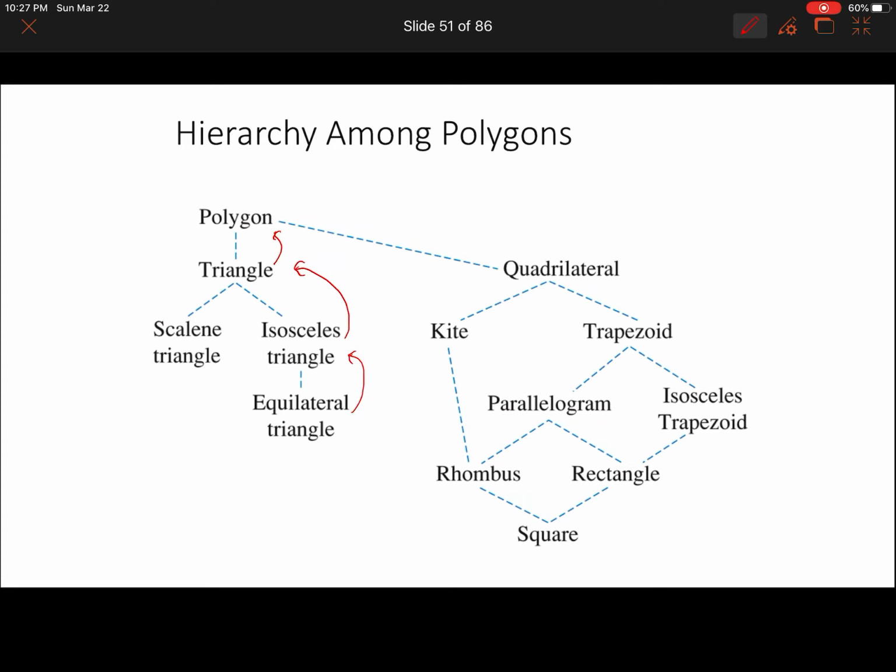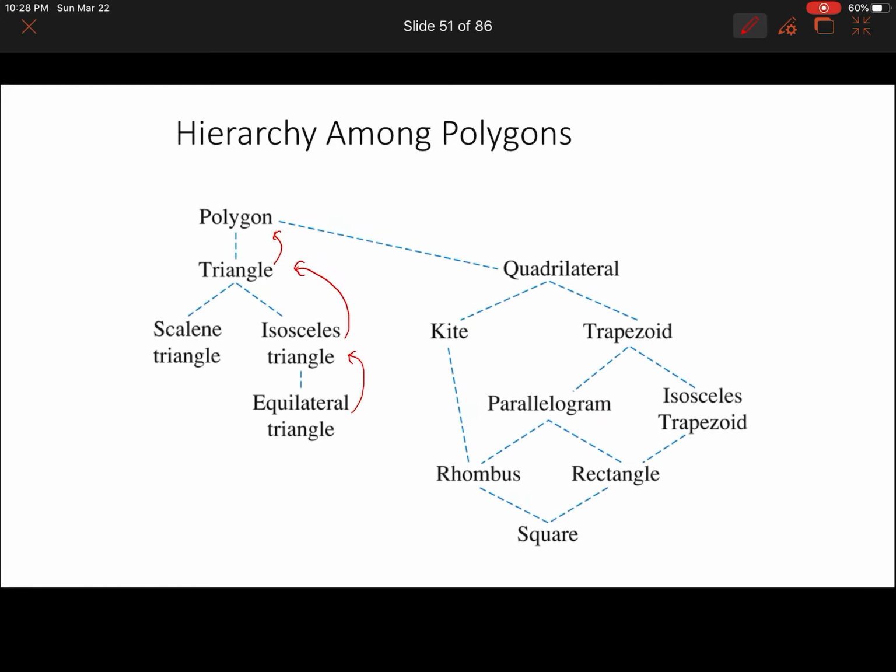Now, the other option with a polygon is that it might be a quadrilateral. And it might be just a random four-sided shape with nothing the same, nothing parallel, any of those things. But it could be that the quadrilateral is a kite, or it could be a trapezoid. It can't be both. Based on their definitions, it can't be both. So a trapezoid has one set of parallel sides. The kite has adjacent sides that are congruent. Two sets of adjacent sides that are congruent. So it's not possible to be a kite and a trapezoid.